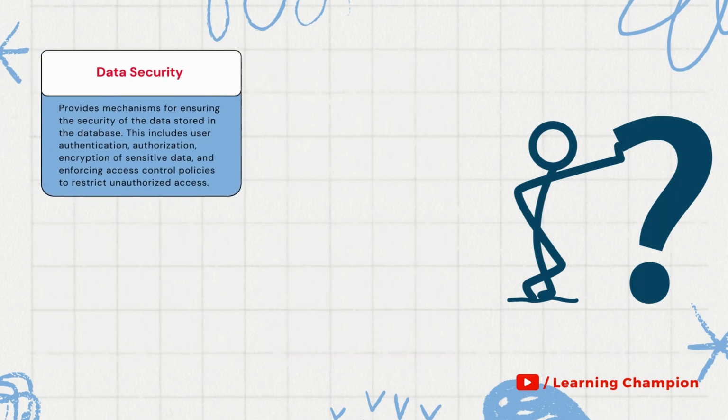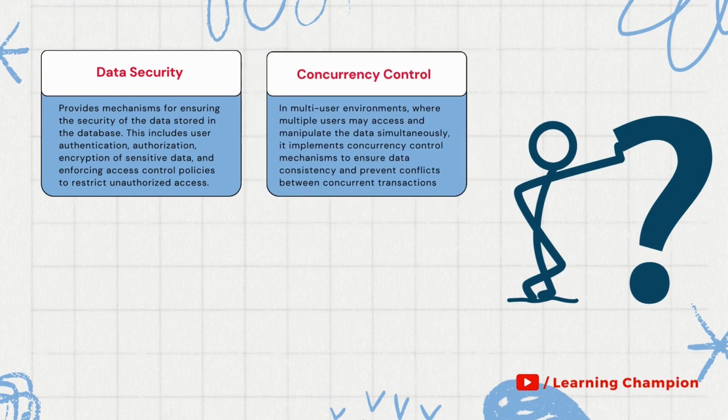Data security. DBMS provides mechanisms for ensuring the security of the data stored in the database. This includes user authentication, authorization, encryption of sensitive data, and enforcing access control policies to restrict unauthorized access. Concurrency control. In a multi-user environment where multiple users may access and manipulate the data simultaneously, DBMS implements concurrency control mechanisms to ensure data consistency and prevent conflict between concurrent transactions.